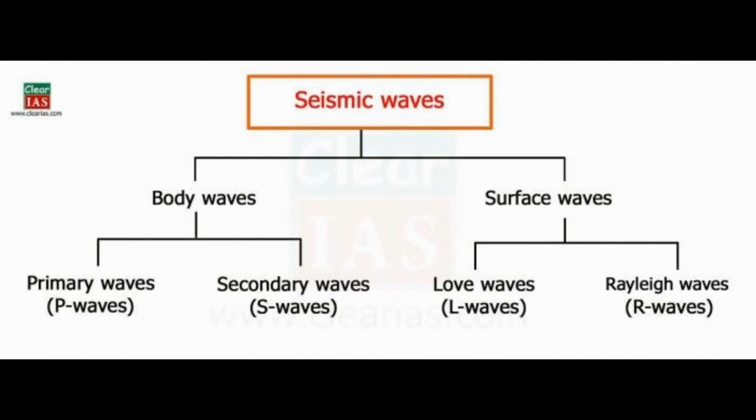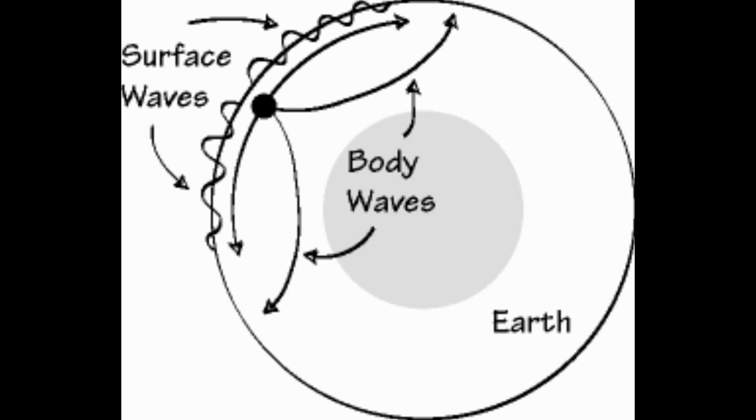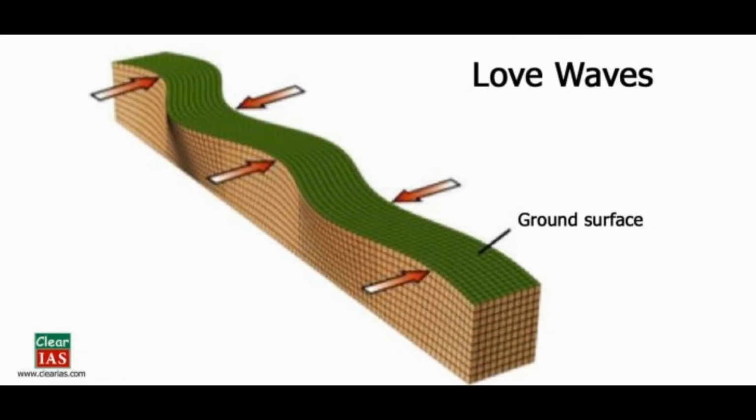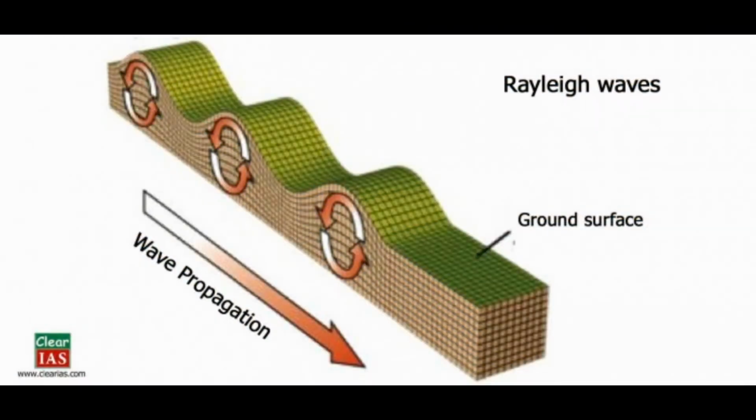When the body waves interact with surface rocks, a new set of waves is generated, called surface waves. These waves move along the Earth's surface. Surface waves are also transverse waves, in which particle movement is perpendicular to the direction of propagation. Hence, they create crests and troughs in the material through which they pass. Surface waves are considered to be the most dangerous waves. Two common surface waves are Love waves and Rayleigh waves.